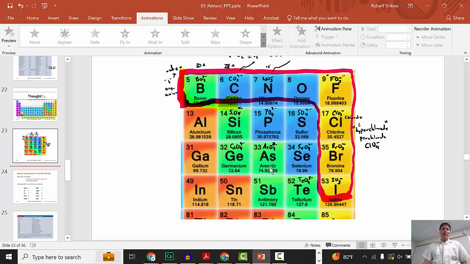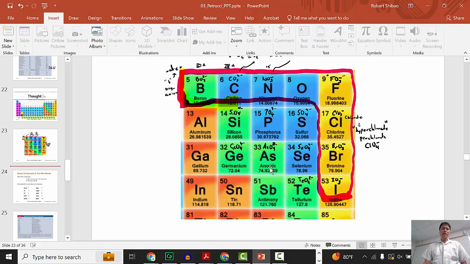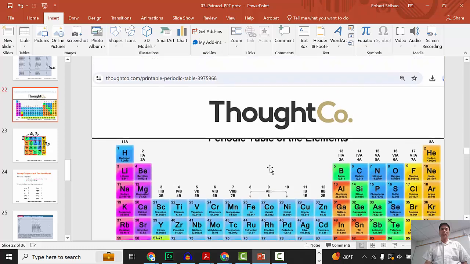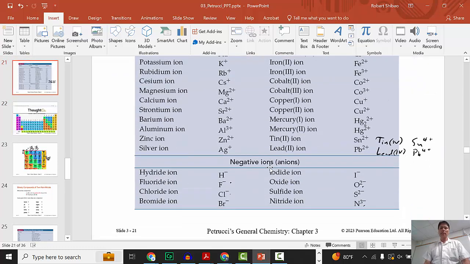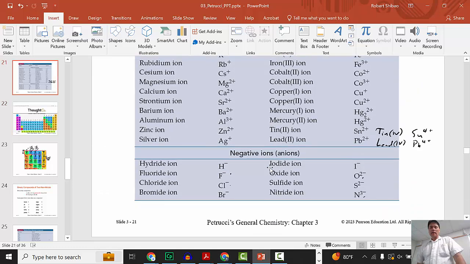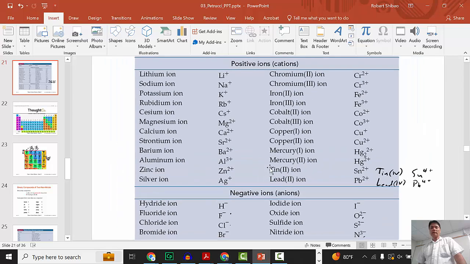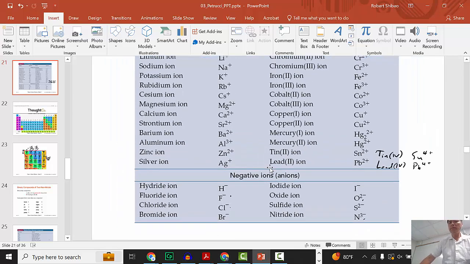Okay, there's some more that you have to memorize, so let's talk about the others that we're going to have to memorize. I love rote memorization. Let's look at some others that need to be memorized.